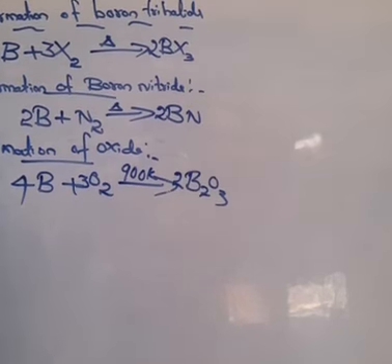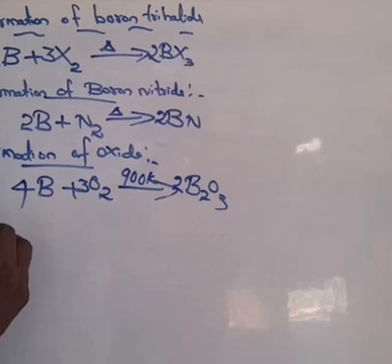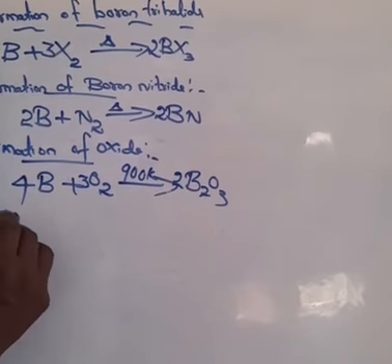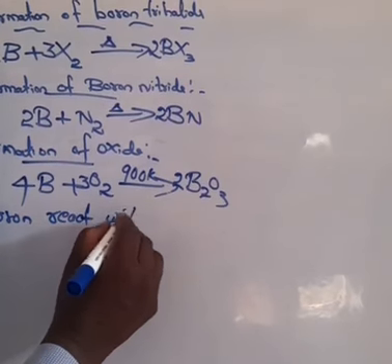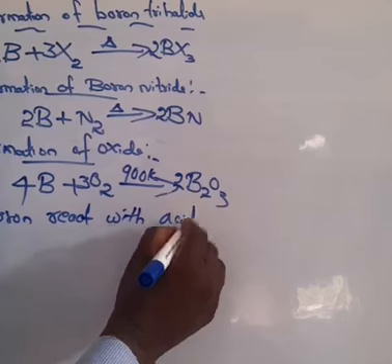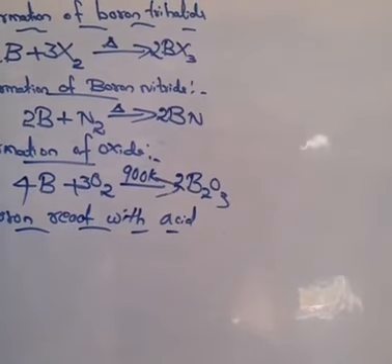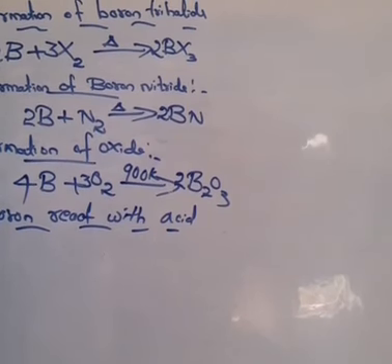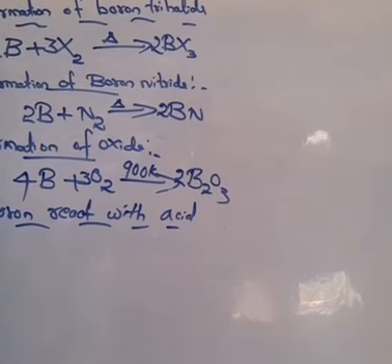Very important question: reaction with acid and alkali. First we are taking the reaction of boron with acid. Here we are taking oxidizing acids such as sulfuric acid and nitric acid.